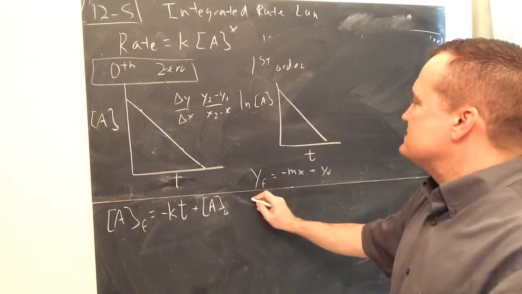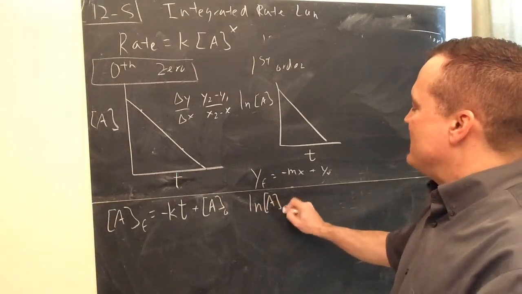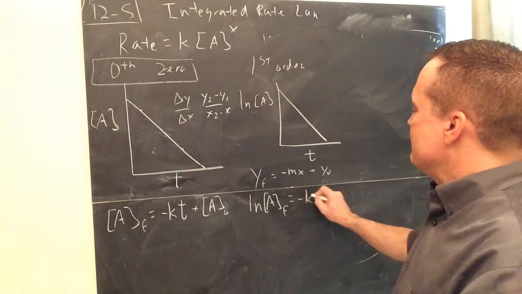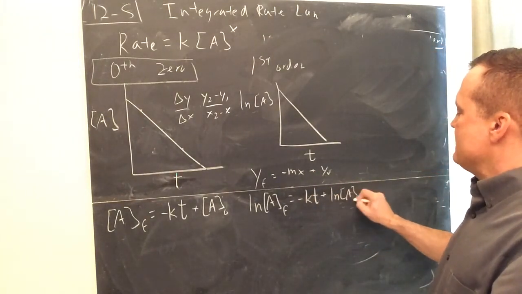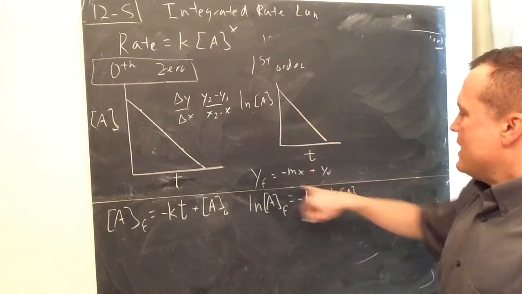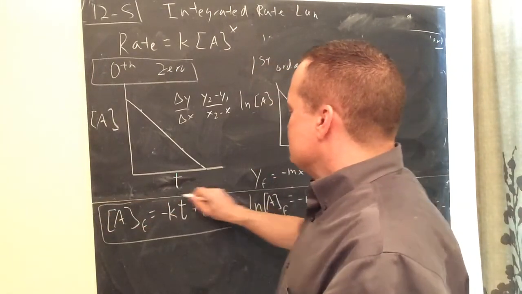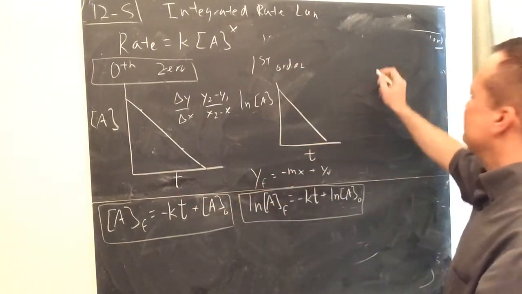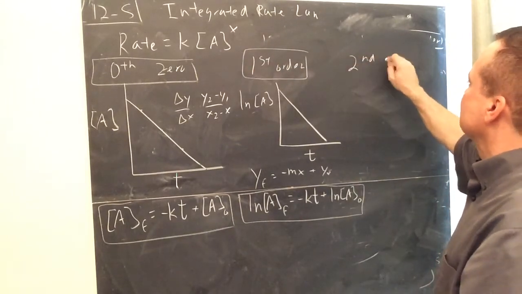But your y-axis is now ln of a final equals negative kt plus ln of a initial. Okay. All right. So that is your equation for a zero. That's the equation for a first order. And then for a second order, the equation looks like this.